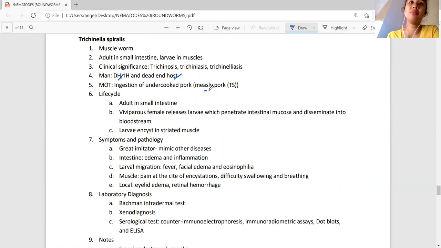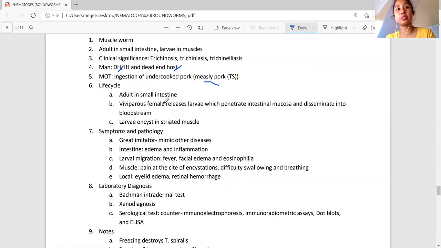Class, baka makabasa kayo, measly pork. So, when we say measly pork, the pork is contaminated with parasite. So, the pork could be contaminated by Trichinella spiralis or Taenia solium. Mga TS. So, adult are in the small intestine. The viviparous female releases the larvae and penetrate the mucosa and disseminate into the bloodstream. Larvae encysts in the muscle.